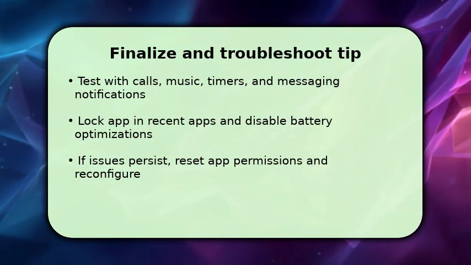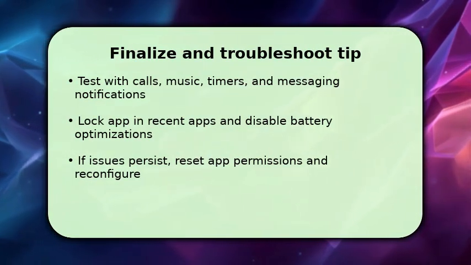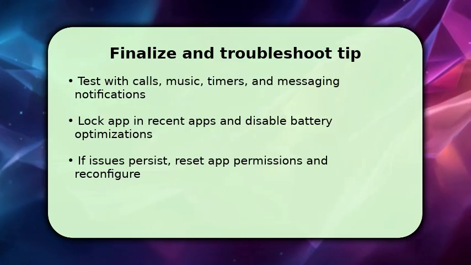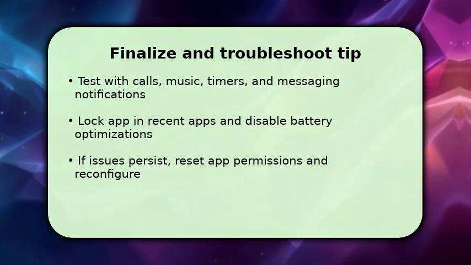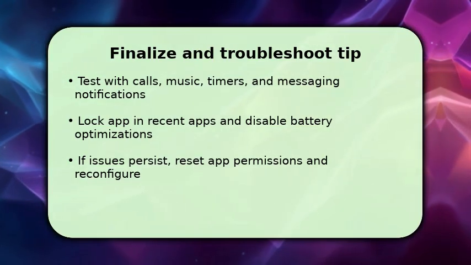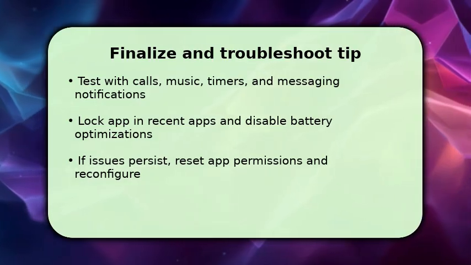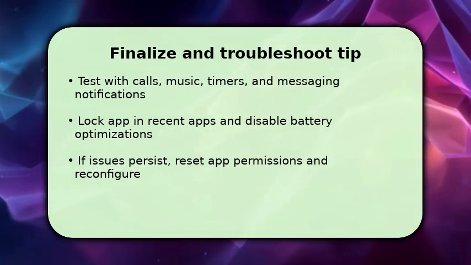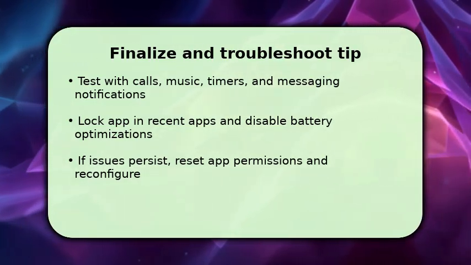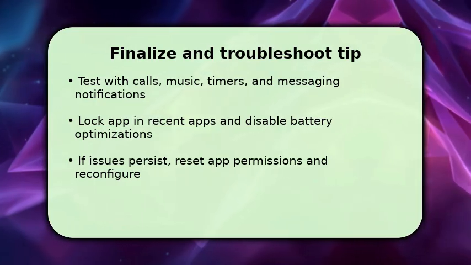Finish by testing. Place a call, play music, start a timer, and send a message to trigger each bubble. Lock the app in recent apps and disable battery optimizations so it won't be killed. This guarantees consistent behavior. Once everything works, you can fine-tune positions and haptics for comfort.